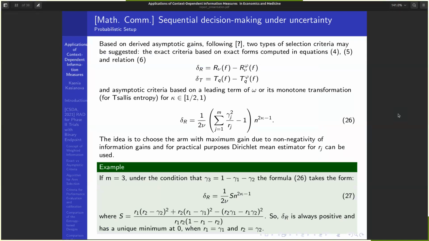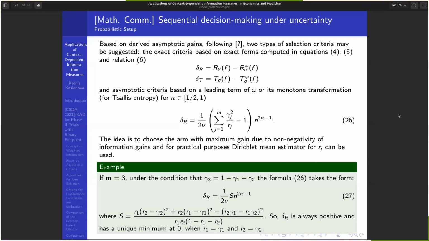Next, we look at the asymptotic expansion of this criteria for the Rényi case. If we look at the first terms of this asymptotic expansion, we will obtain the asymptotic formula, which is represented here in formula 26.